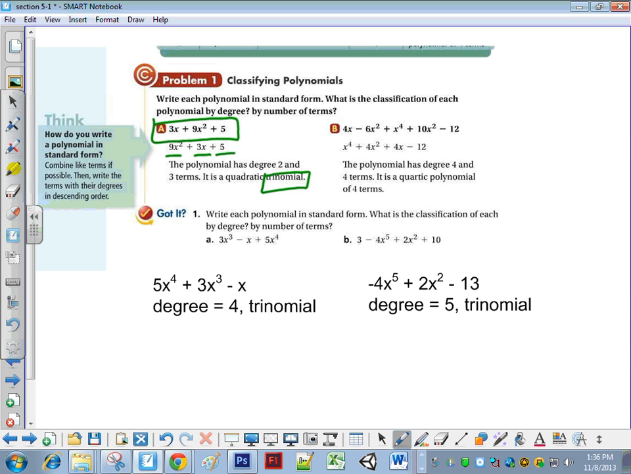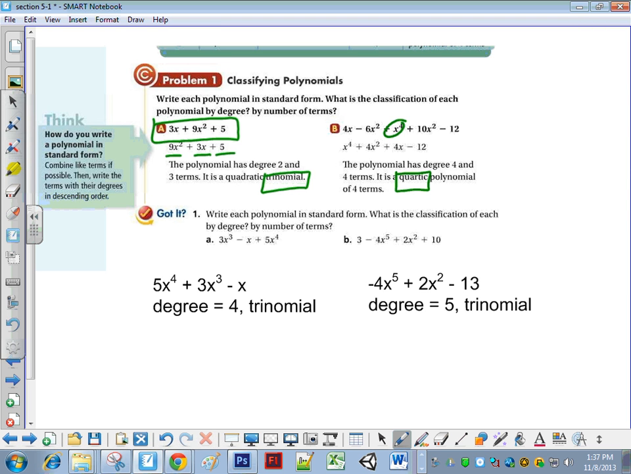On the other one, you're going to start with the x to the 4th term. In the next one, there's no x to the 3rd term, so we skip it. For x squared, I'm going to go ahead and combine -6 and +10, so I get positive 4x. Then the 4x is next, and the 12. That has 4 terms. They're using the term quartic.